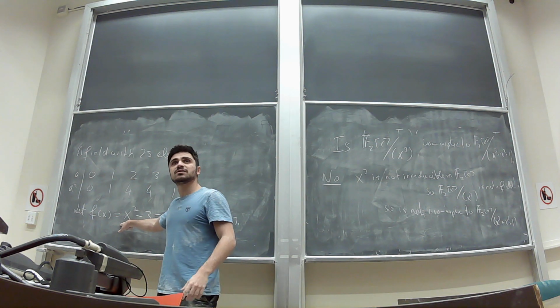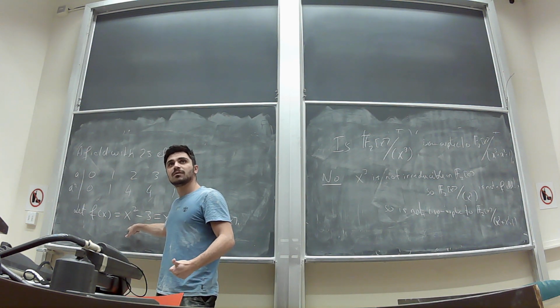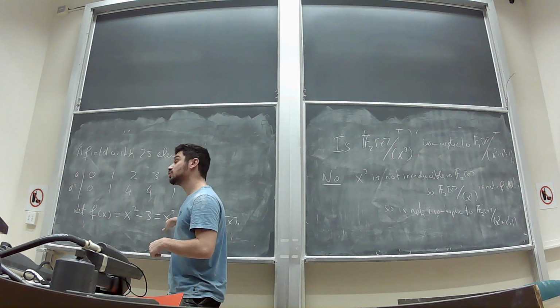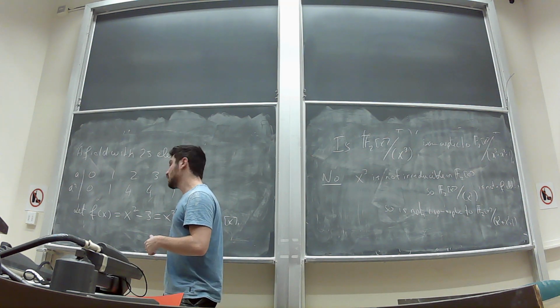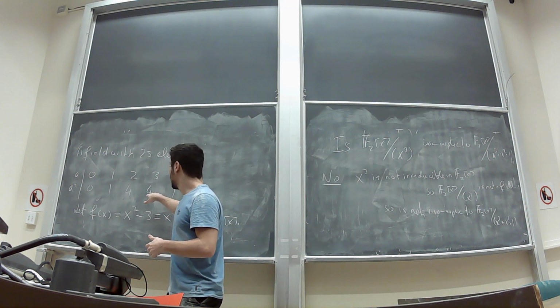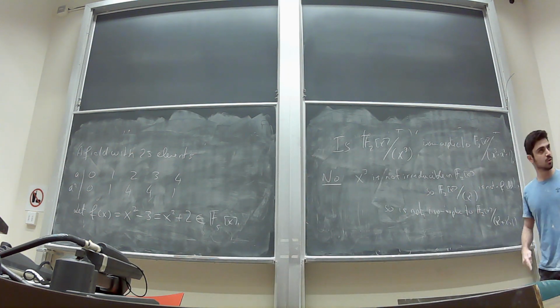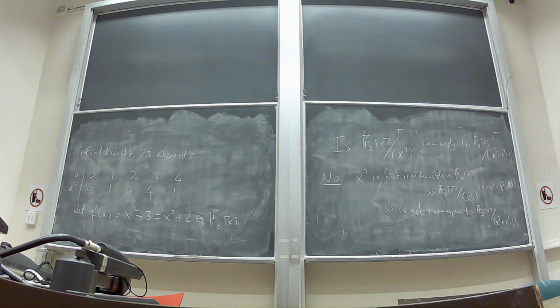What is 0 squared? Minus 3. Well, 0 squared plus 2 is 2. 1 squared plus 2 is 3. 2 squared plus 2 is 4. 3 squared plus 2 is 1. 4 squared plus 2 is 3. So you never get 0.